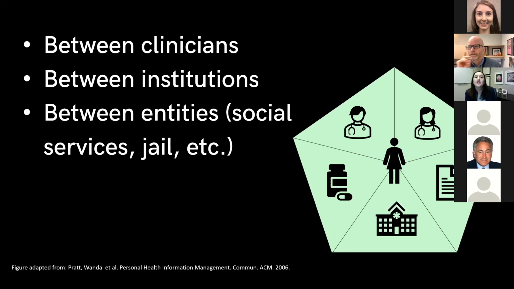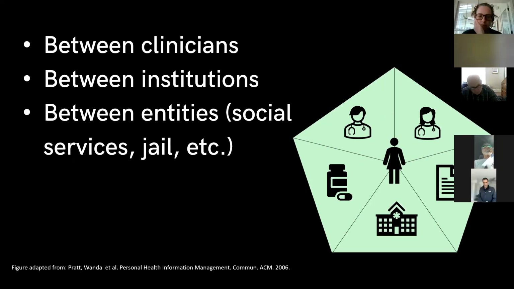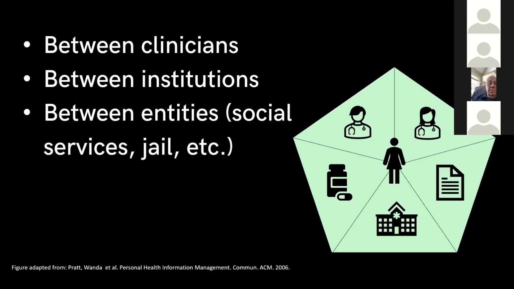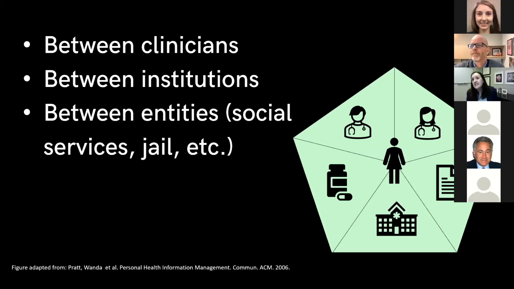Care can also be fragmented between institutions. For example, between 2 hospitals or between a hospital and a nursing home. Finally, care can be fragmented between entities like social services, pharmacies, prison, or insurance companies. In this talk, I am primarily going to be talking about care that is fragmented between different hospitals, which is also called inter-hospital care fragmentation.